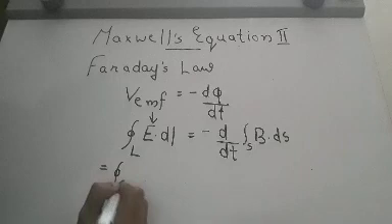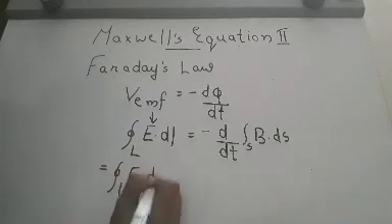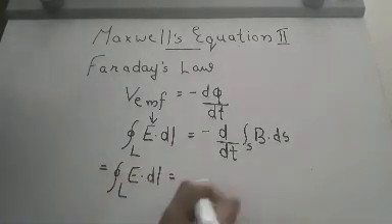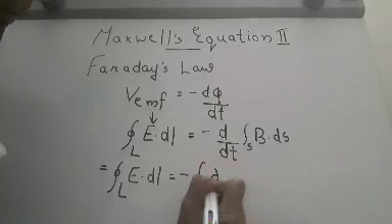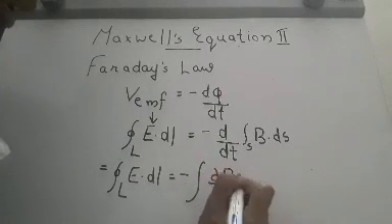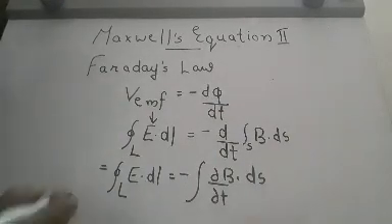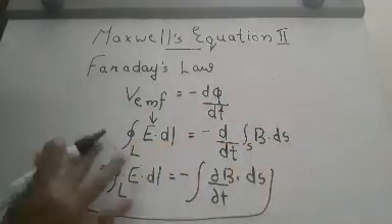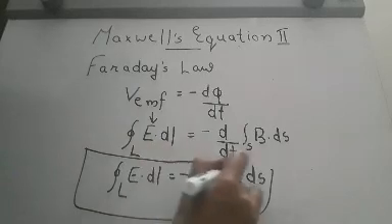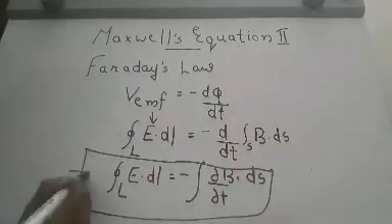Again, the line integral of E dot dl is equal to minus dou by dou t of the surface integral of B dot dS. So this is Maxwell's second equation in integral form.